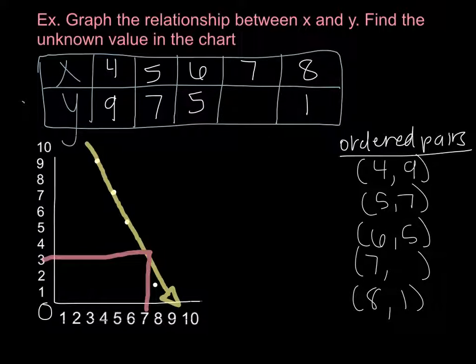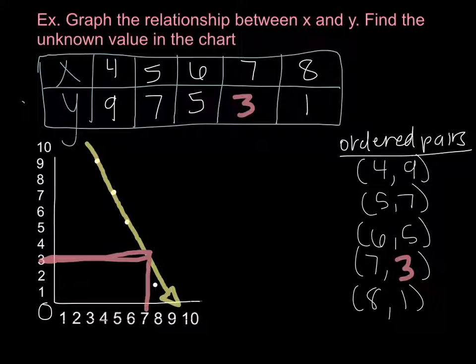Look at that. 7 falls on the line at 3. So our missing number is 3. I found that by going from my x7 up to the line and then across to find out that it was at 3.